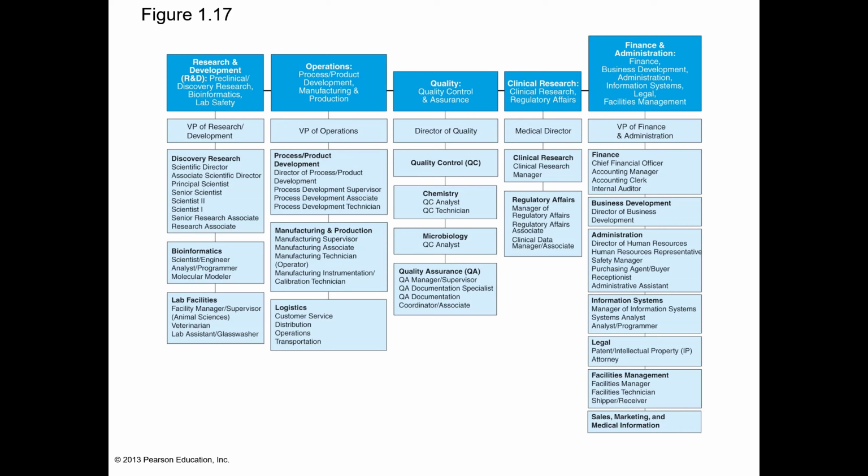Here we have organizational structure of a typical medium-sized biotechnology company. Figure 1.17. Biotech companies range in size, but most companies have organizational structures similar to those depicted in this figure. Notice the range of different aspects of a company, from research and development, R&D, through sales, marketing, and legal aspects of a product. I don't know why it's automatically advancing to the next slide.